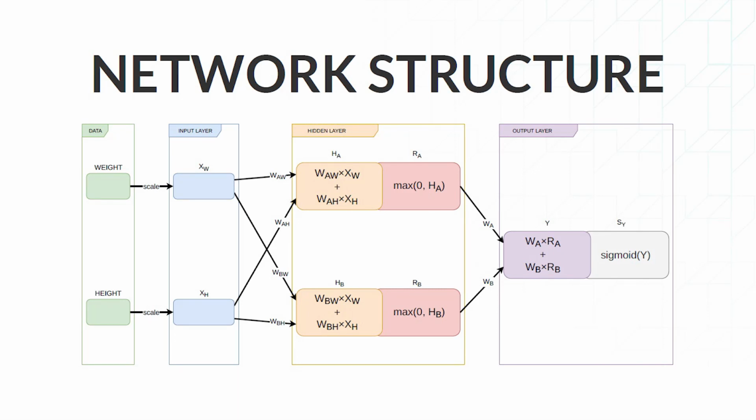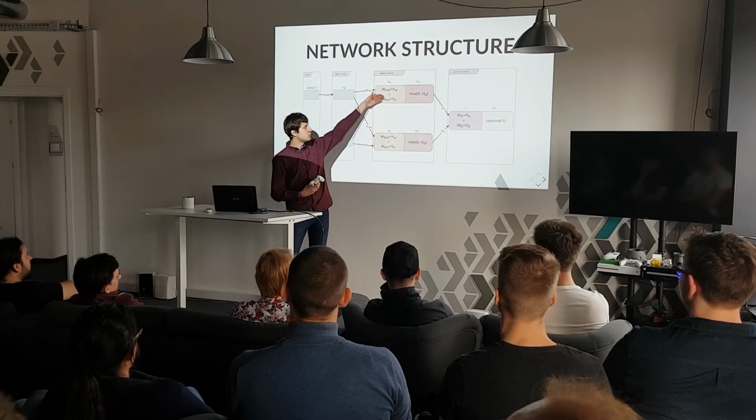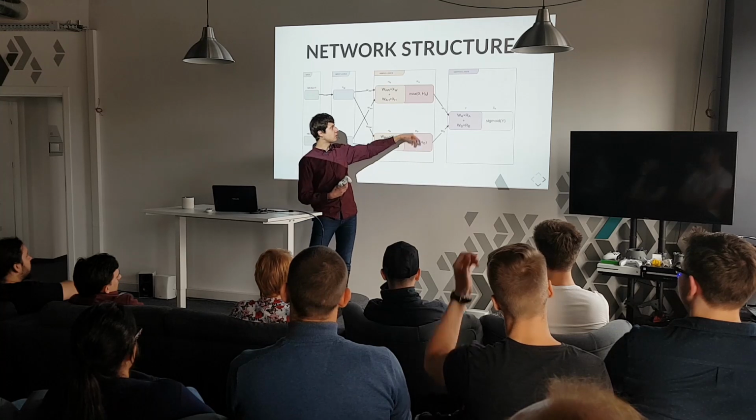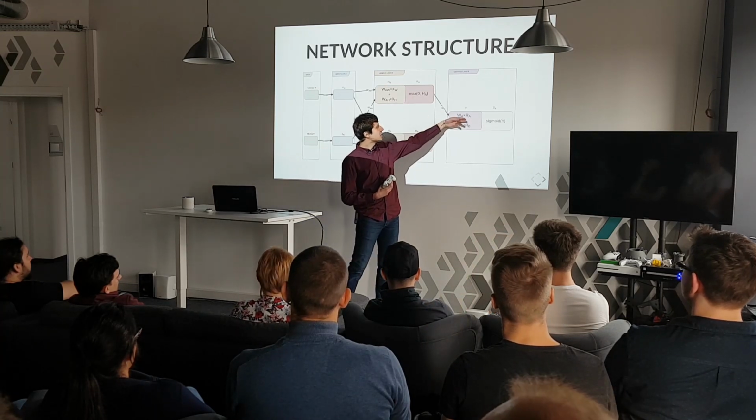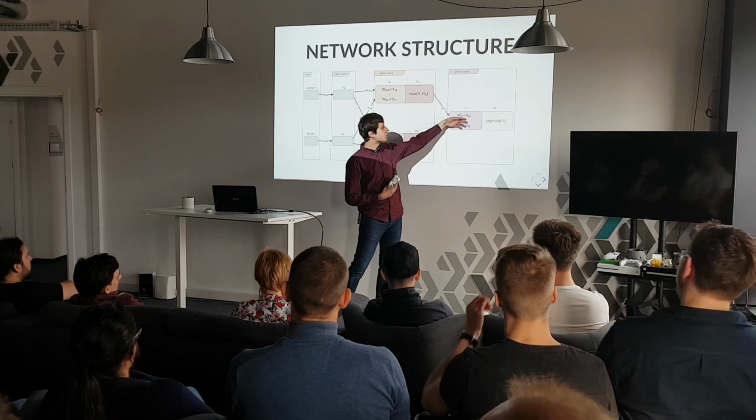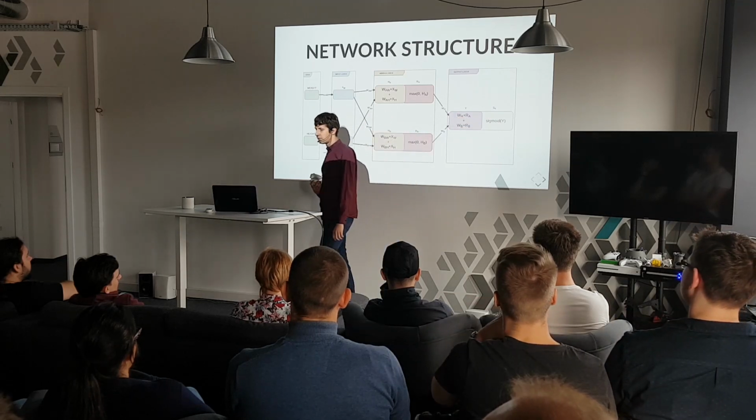How can we design a network that will predict this? Well, the network that I designed here is very simple and, I would say, classic. It has a hidden layer with two neurons that have ReLU activation. If you are into neural networks, you probably know what it is. It has one output neuron that is activated with a sigmoid function.